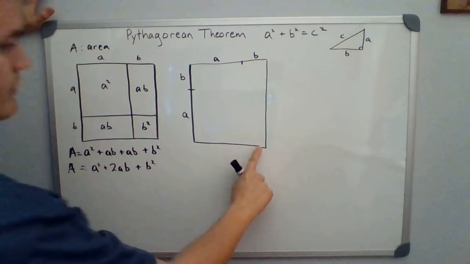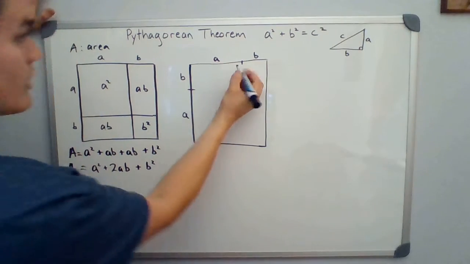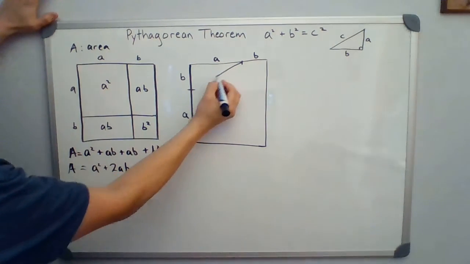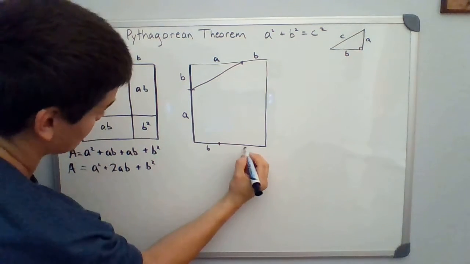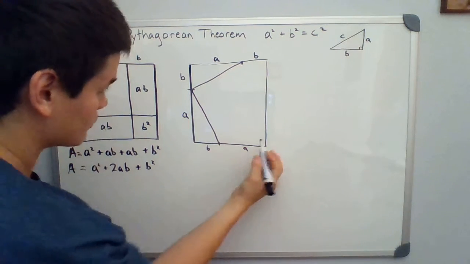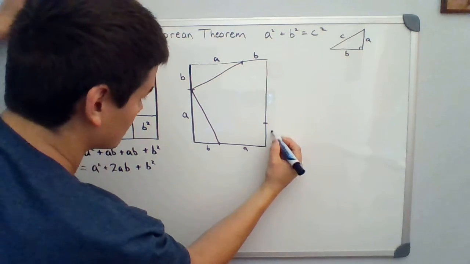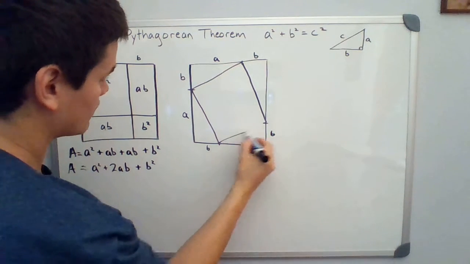Sorry if the sizes are a little off, but now I'm going to construct these right triangles here. And this is also going to be B and that's going to be A. And we're just going to construct these right triangles. And this is just a quick proof.